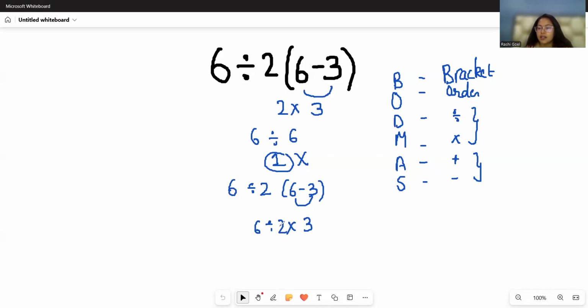Now the question arises here that division and multiplication both have the same priority, but people forget what? We have to solve from left to right. So it's 6 divided by 2 times 3. 6 divided by 2 is 3, and 3 times 3 is 9. So what is the correct answer? 9, not 1. I hope it's clear and you find it useful.